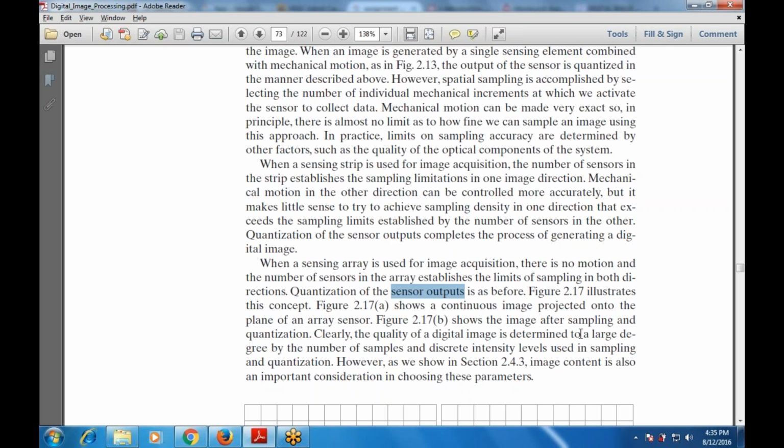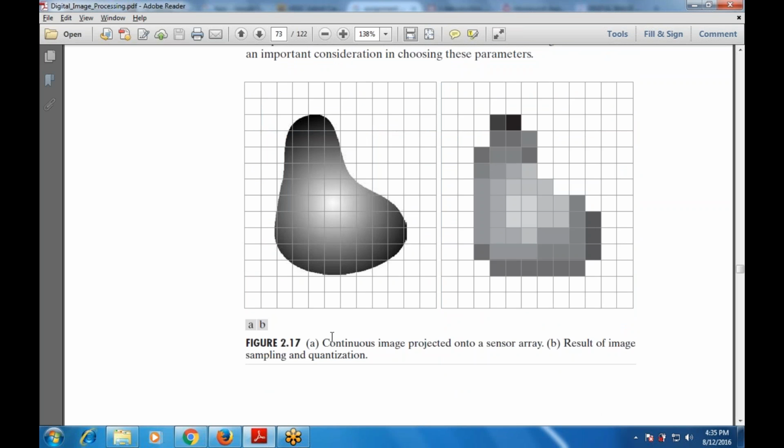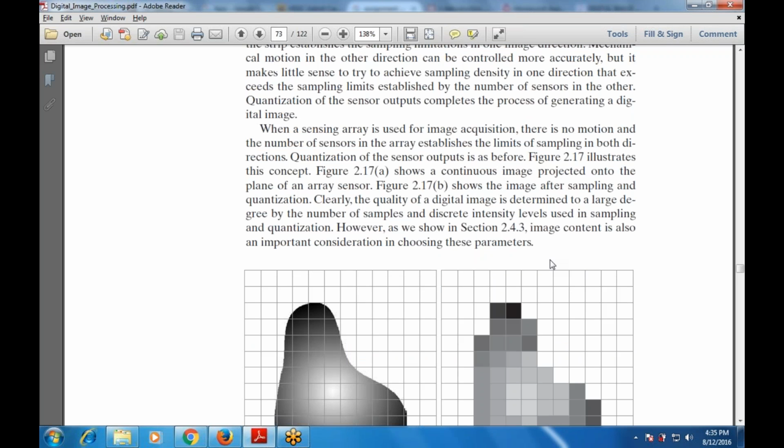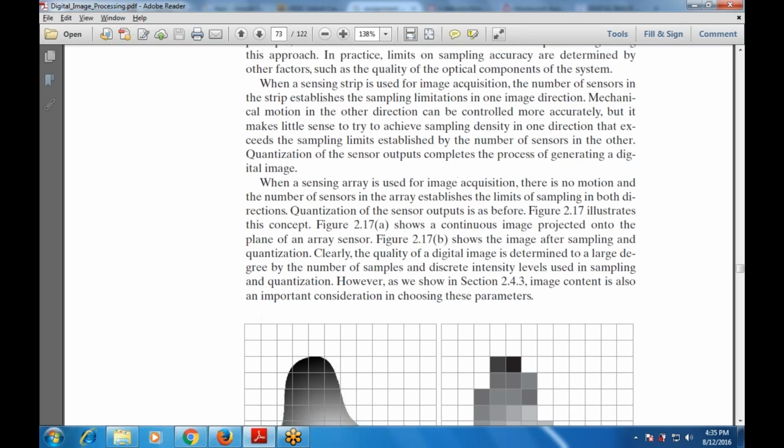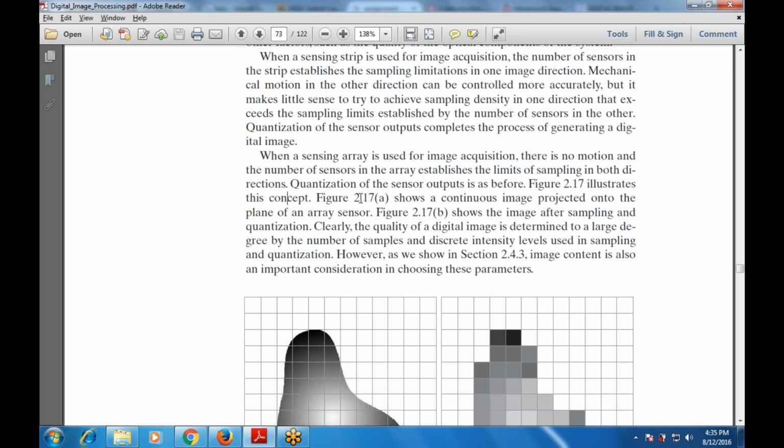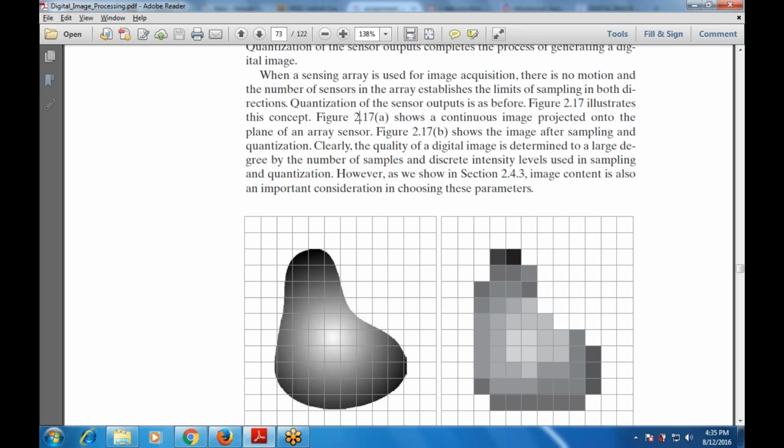In the same way, Figure 2.17 shows a continuous image projected onto a sensor array and the result of the image sampling and quantization. A shows a continuous image projected on the plane of the array sensors, and B shows the image after sampling and quantization.